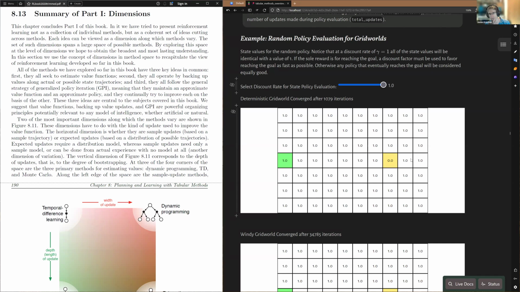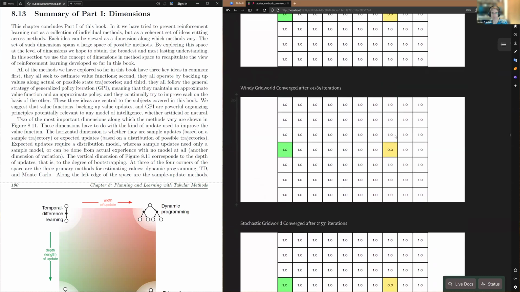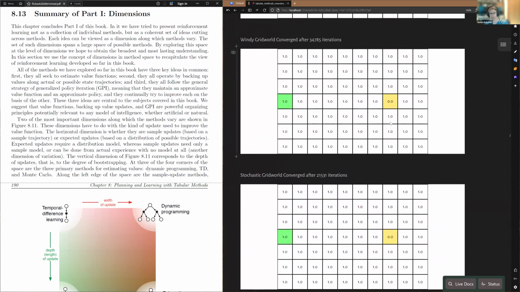Now, does that make sense to people? There's a single reward of 1 obtained from transitioning into the goal state. And if there's no discount rate, then any trajectory will produce a reward of 1. It'll be the single reward whenever it terminates. And because the value functions are the expected value of G, the correct value for every state is just 1. And this is true. So I have here the deterministic one, the windy one, the stochastic one. They're all the same, right? Because there's no difference.